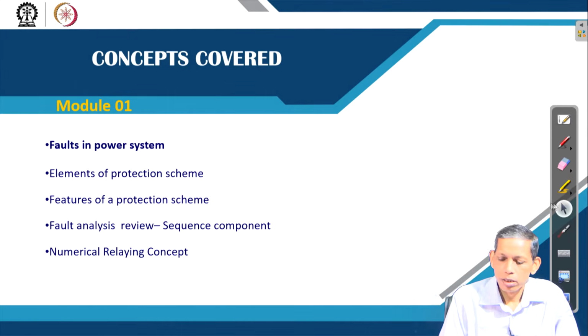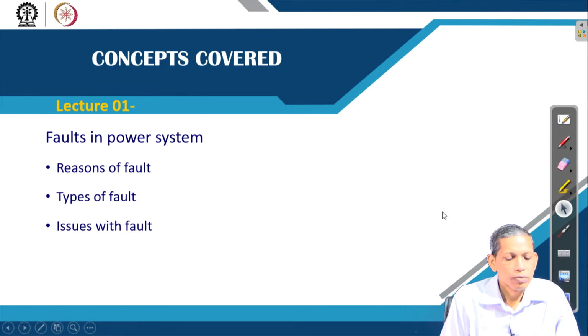In the first lecture, we will bring the concept in a power system, how a fault happens to be there, what are the different regions therein, and we will classify the different faults, and then what are the related issues in power system operation to manage the fault.